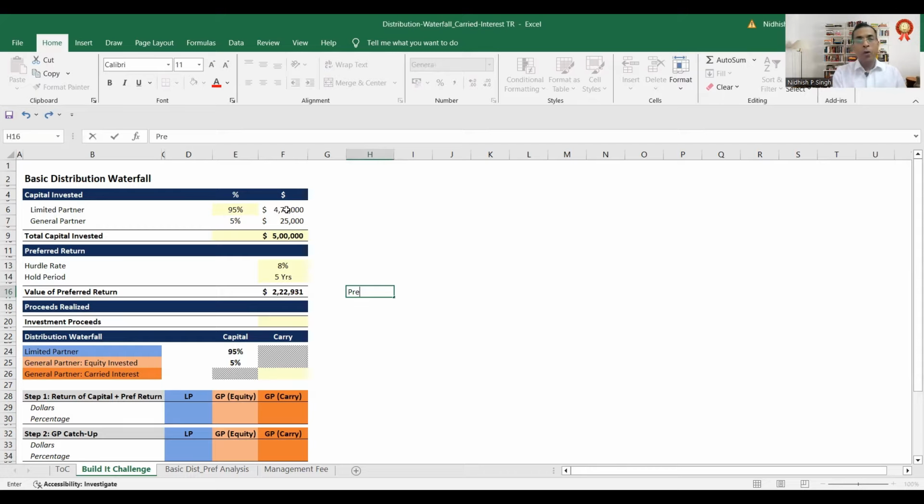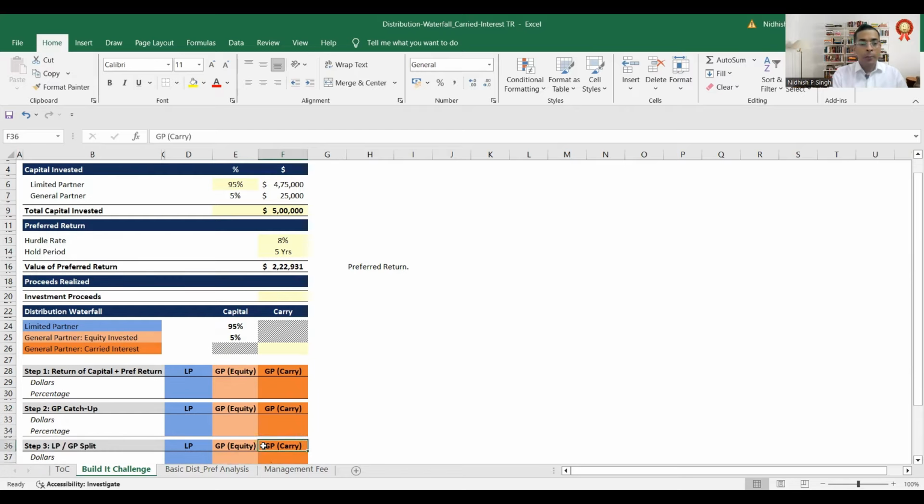I'll explain in a minute why I'm only calculating this on 475,000 and not on 25,000. When we do the calculation for preferred return and GP carry, this is supposed to be done only on the LP portion, not on the GP, because the GP is going to get their catch up later on anyway.